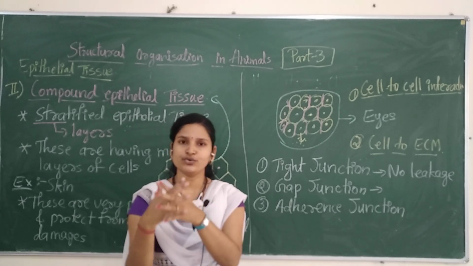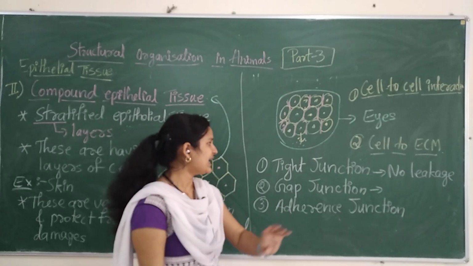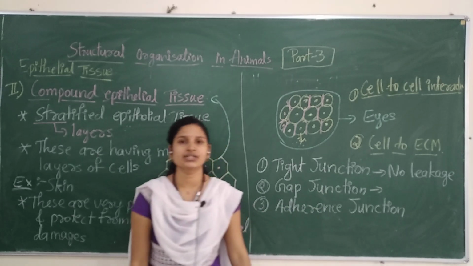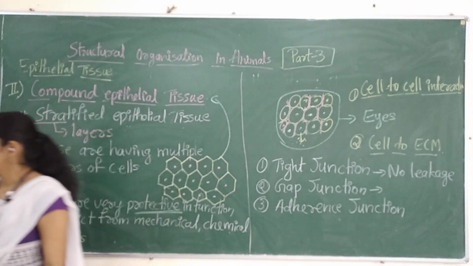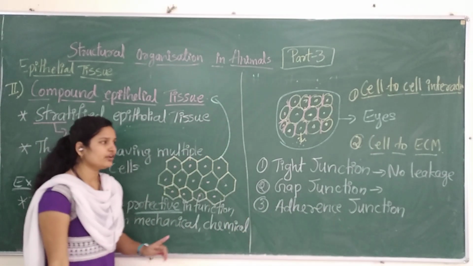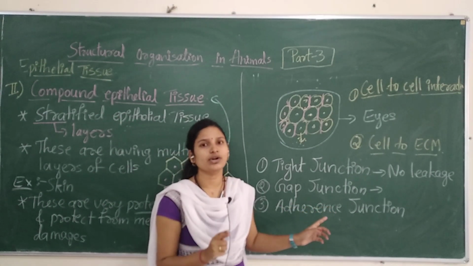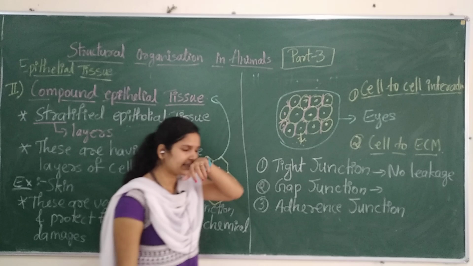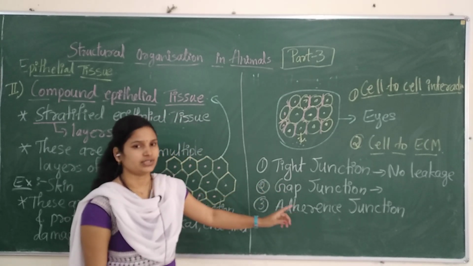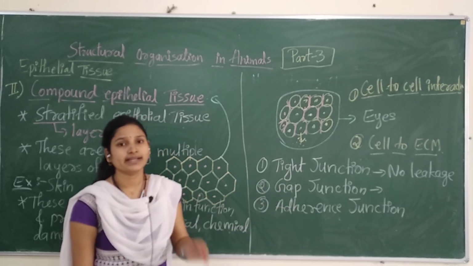So no kind of leakage will be there. That's why these tight junctions are present in the cells where there should not be any kind of leakage, so that the other tissue should not get damaged. Okay, these are nothing but your tight junctions. And the second one will be gap junction.